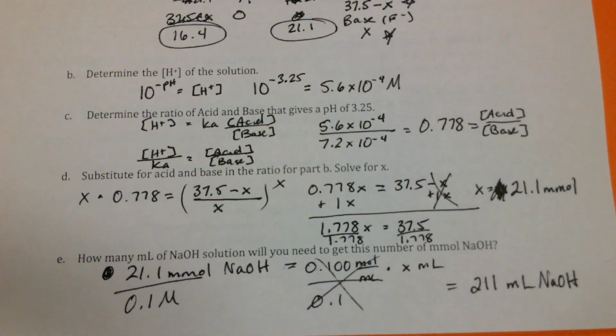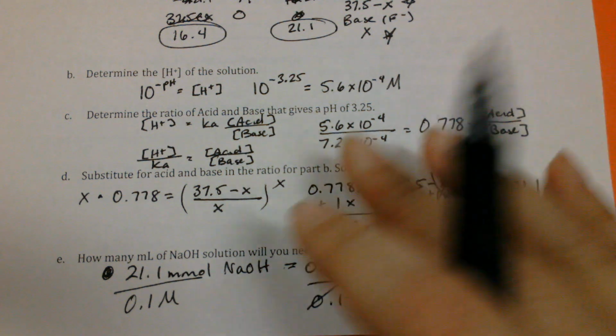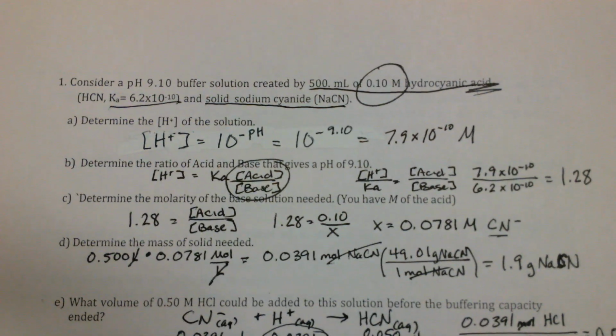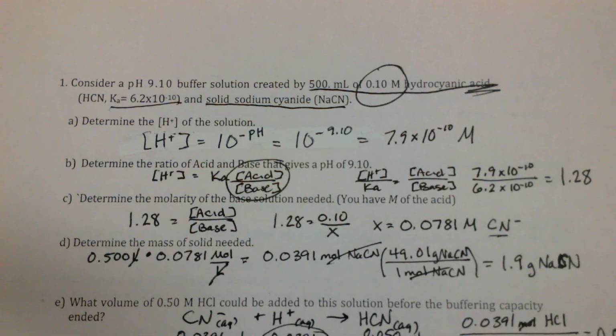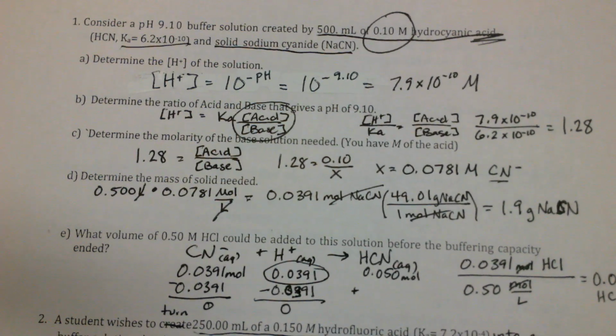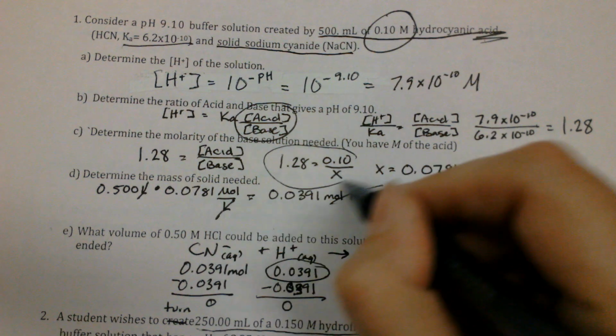So notice that there's a lot of very similar steps in here. I use the pH to get my H+. I use the Ka, because that's Ka in my formula. I use the Ka to get the ratio of the acid to base. And then if I'm doing a direct addition problem, like I did up here at the top, I'm going to know the molarity of one of these things, so I can put it right into my equation and solve for x, just like I did here.